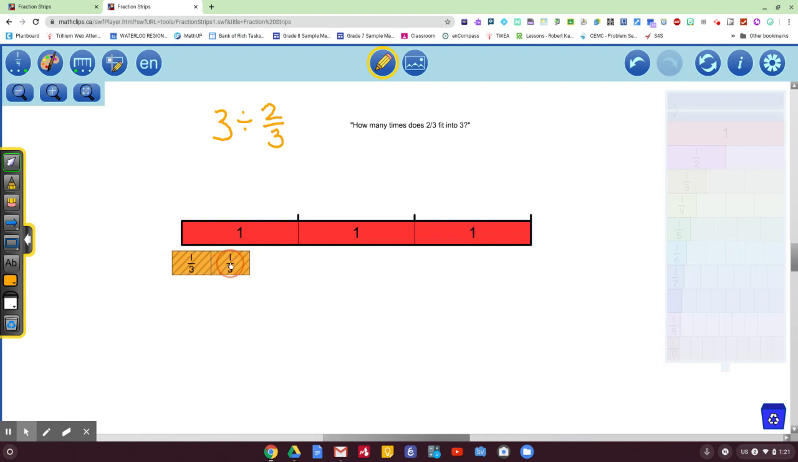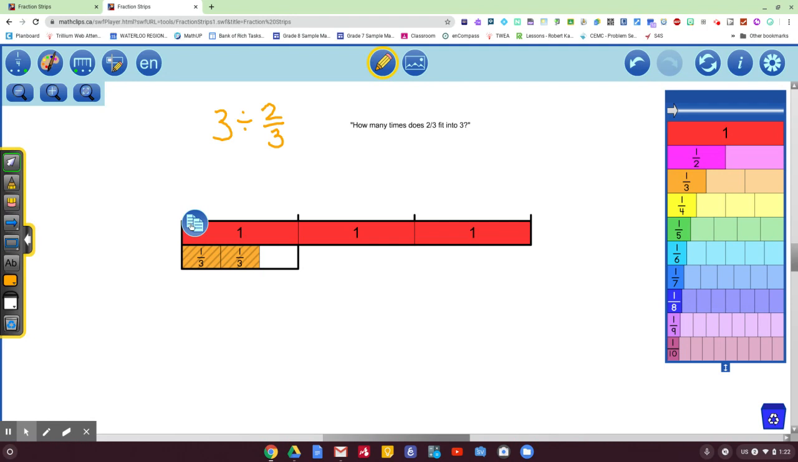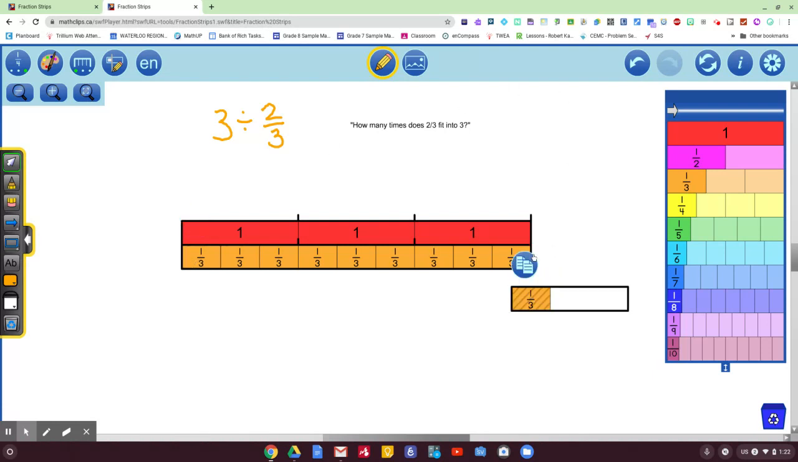So I've got 1 group of 2/3, 2 groups of 2/3, 3 groups, 4 groups. So right now I'm at 4 groups, but notice here, I'm not going to be able to fit another full group of 2/3. If I do that, I have too much. So I'm only able to fit in 4 whole groups of 2/3.